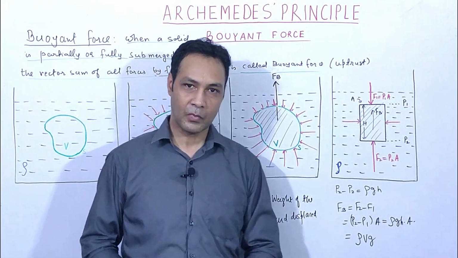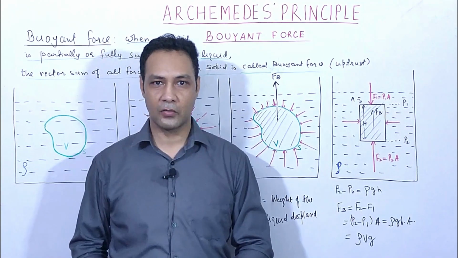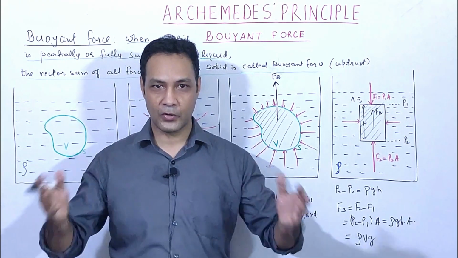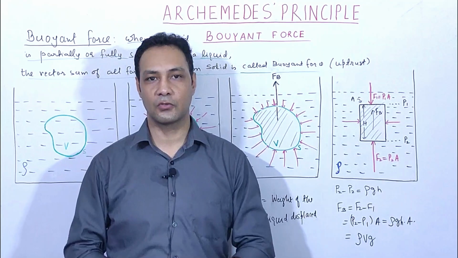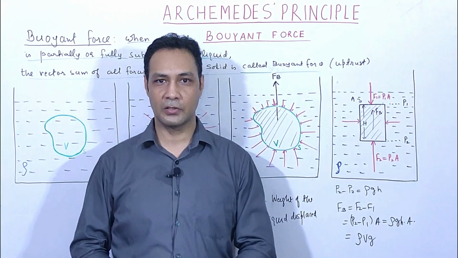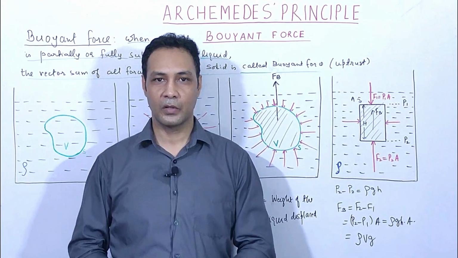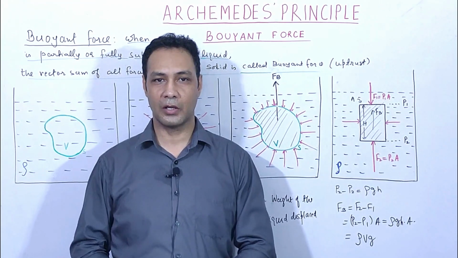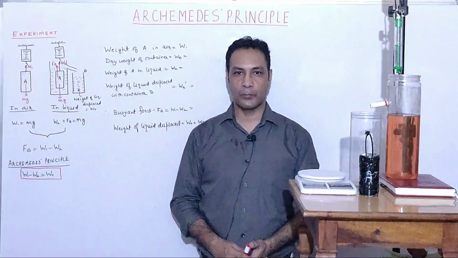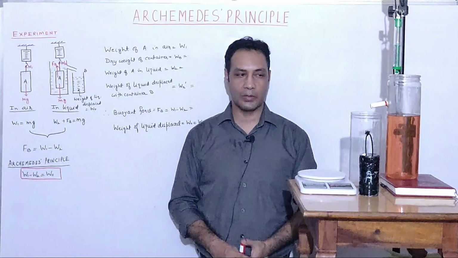When a solid is partially or fully inside a liquid, so it is surrounded by liquid from all sides, by virtue of pressure an upward force acts on the solid. That upward force is called the buoyant force or upthrust, and this force is equal to the weight of the liquid displaced. That's the Archimedes principle. Now let's experimentally verify the Archimedes principle.